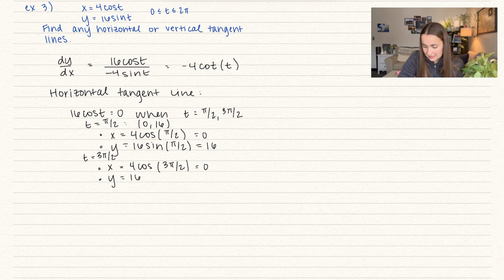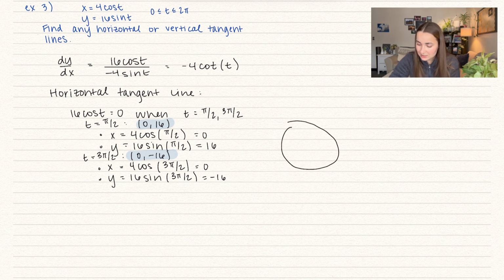Y is equal to 16 sine of 3 pi over 2. And that's when sine is down, so it's equal to negative 1. So this is equal to negative 16. So our point here is going to be 0, negative 16. So our two horizontal tangent lines occur at our first point, 0, 16, and our second point, 0, negative 16.